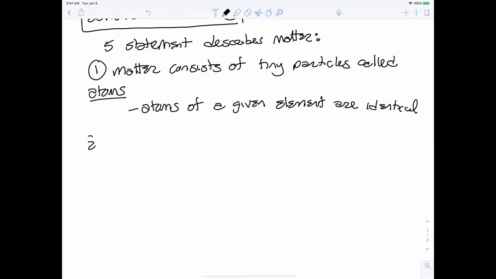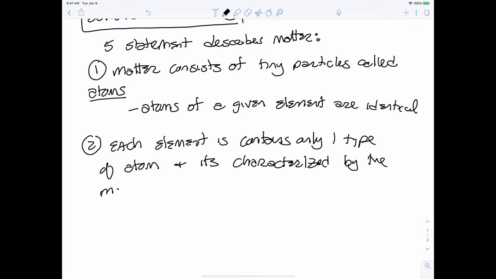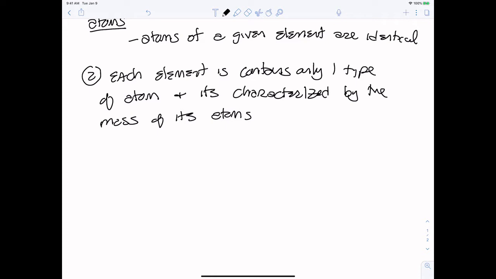Our second statement says that each element contains only one type of atom and that it is characterized by the mass of its atoms. So each element contains only one type of atom. So the element carbon only contains carbon atoms, the element iron only contains iron atoms, and so on. And it's characterized, by it I mean the element, by the mass of its atoms. So each element contains only one type of atom, and it's characterized by the mass of its atoms.